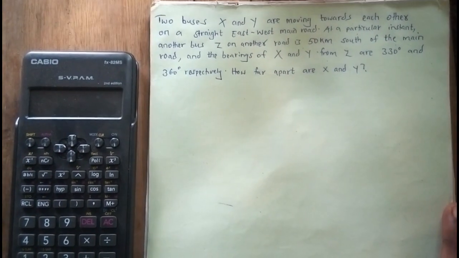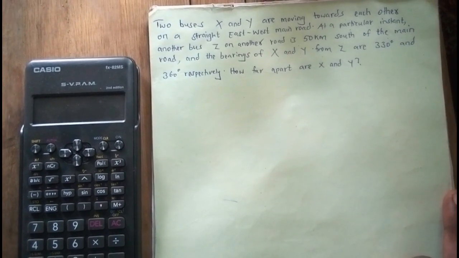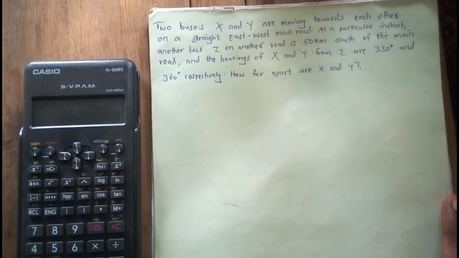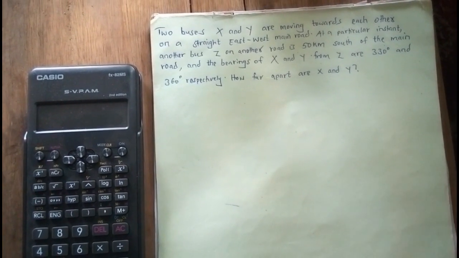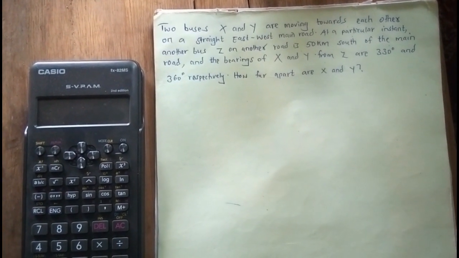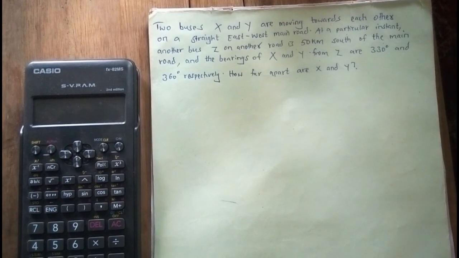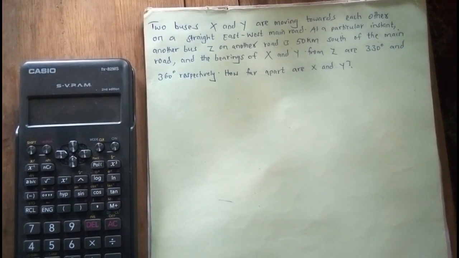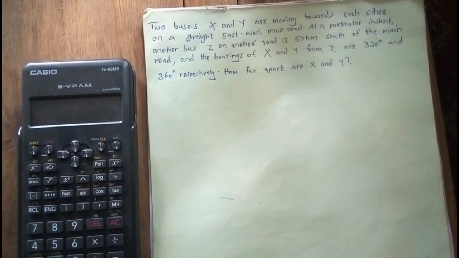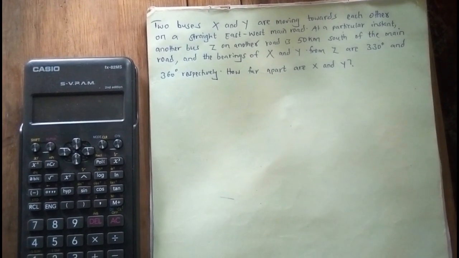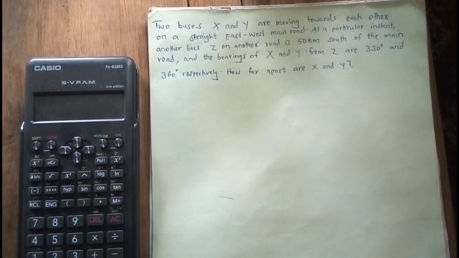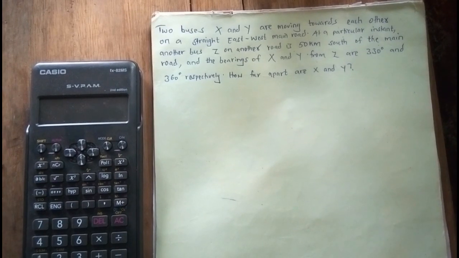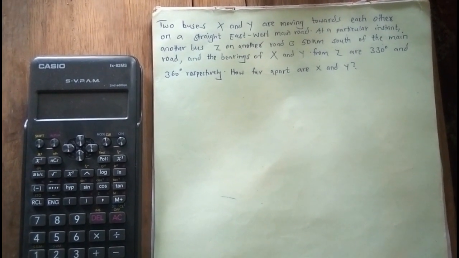So the question reads: two buses X and Y are moving towards each other on a straight east-west main road. At a particular instant, another bus Z on another road is 50 kilometers south of the main road, and the bearings of X and Y from Z are 330 degrees and 360 degrees respectively. How far apart are X and Y?